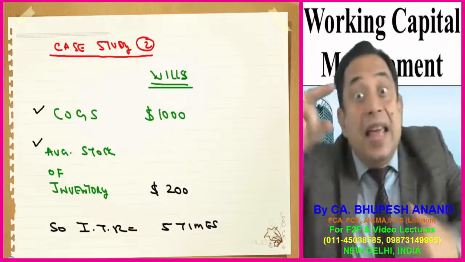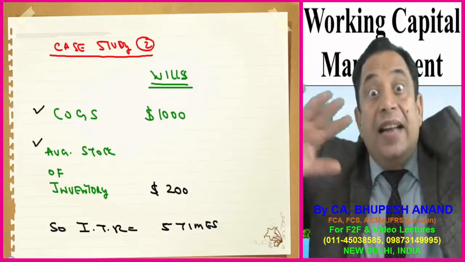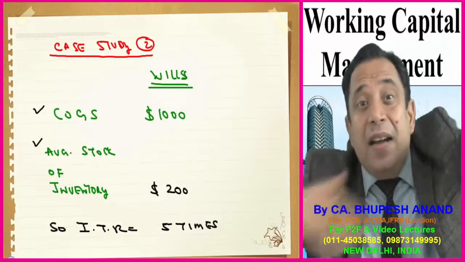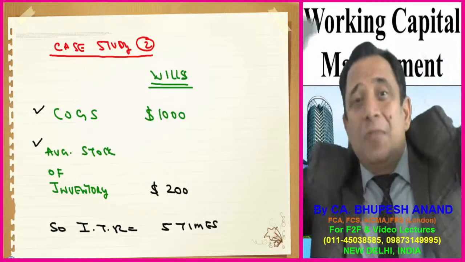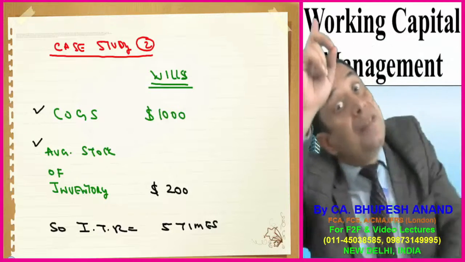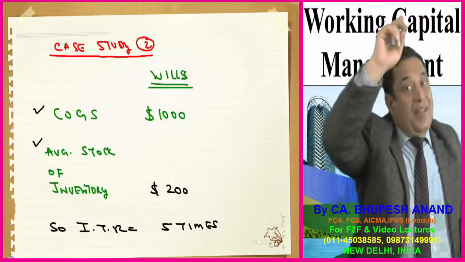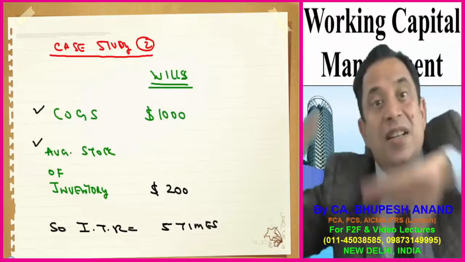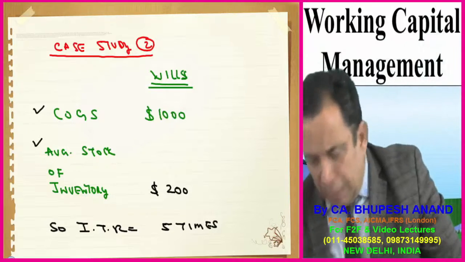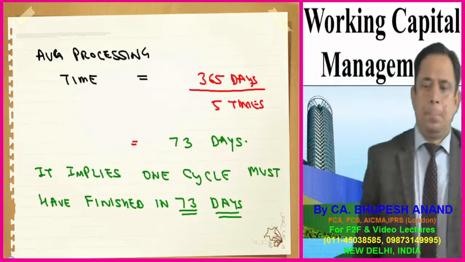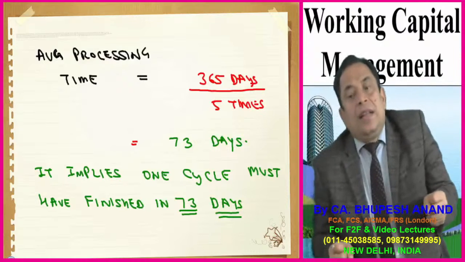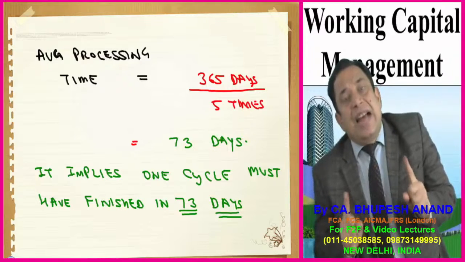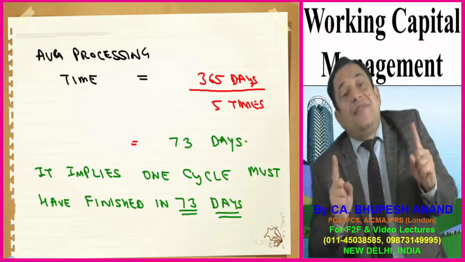It implies in a year, if I take 365 days, 5 times my inventory is being sold and purchased. And if I take 12 months, it means in 12 months, 5 times my inventory is being purchased and sold. Now, supposing I am taking in days. Now, what is the meaning of that? That within 73 days, because in 365 days, I did purchase and sell 5 times.